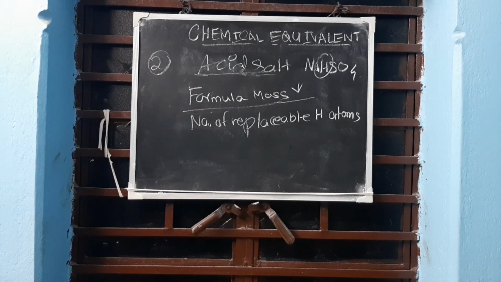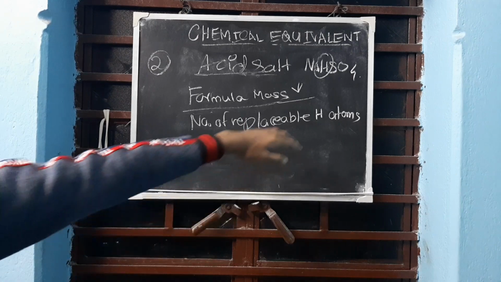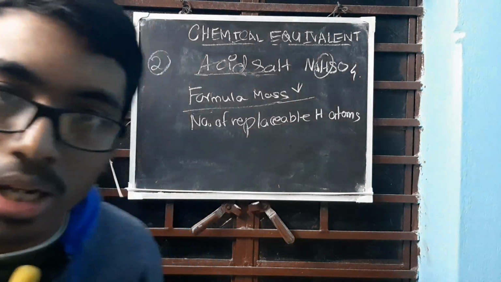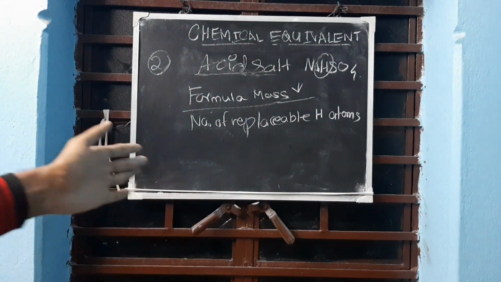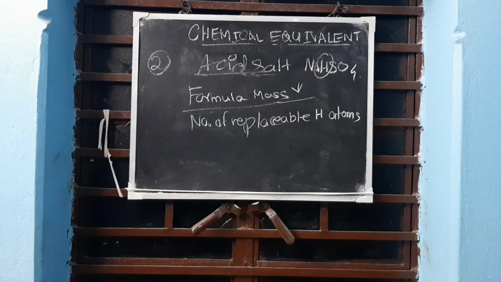How much is the formula mass? 23 plus 1, 24. 24 plus 32, and 64, that is 120. This will be 120 divided by 1, because 1 hydrogen atom is present. So 120 by 1 is 120. Clear? Understood? So this is the equivalent weight.